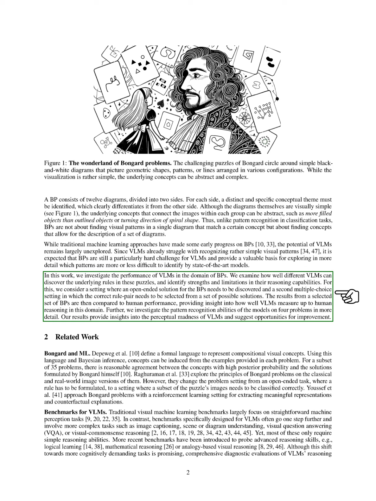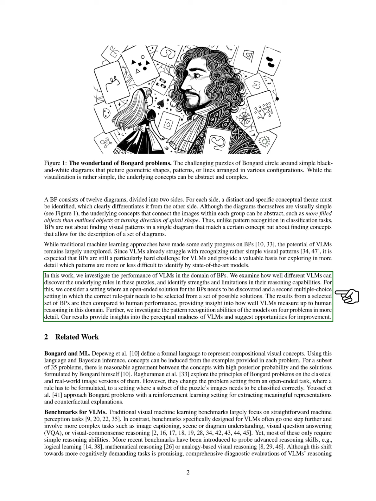In our work, we assess how well different VLMs perform on BPs, focusing on their ability to uncover the underlying rules of these puzzles. We set up two types of tasks, one where the model must discover an open-ended solution and another where it selects the correct rule from multiple choices. We then compare the results from selected BPs to human performance to gauge how VLMs stack up against human reasoning. Additionally, we delve deeper into the model's pattern recognition abilities on 4 specific problems, providing insights into the strengths and weaknesses of VLMs and suggesting areas for improvement.